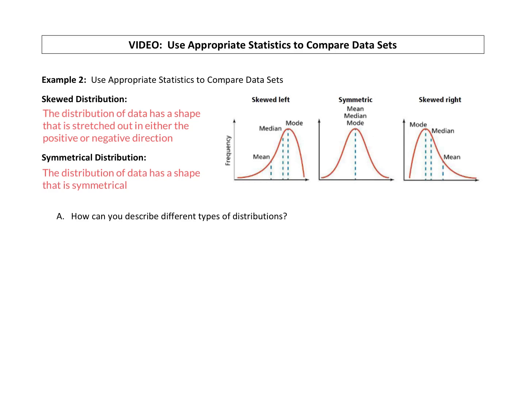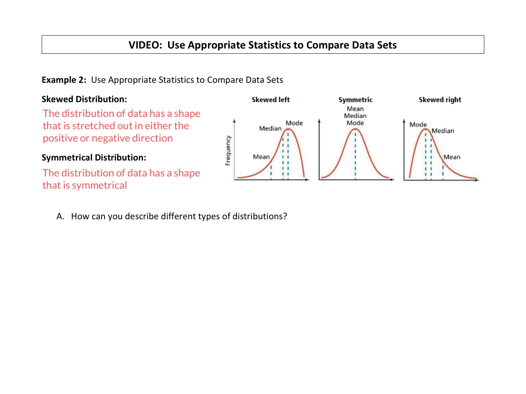All right, we're going to look at using appropriate statistics to compare data sets. We have two types of distributions of data that we need to talk about. We have skewed distribution. This is when the distribution of data has a shape that is stretched out in either the positive or the negative direction. So we're going to talk about these in more detail, but this is skewed left. You can see it looks stretched out in the negative direction. Skewed right is stretched out in the positive direction. So that's what a skewed distribution looks like.